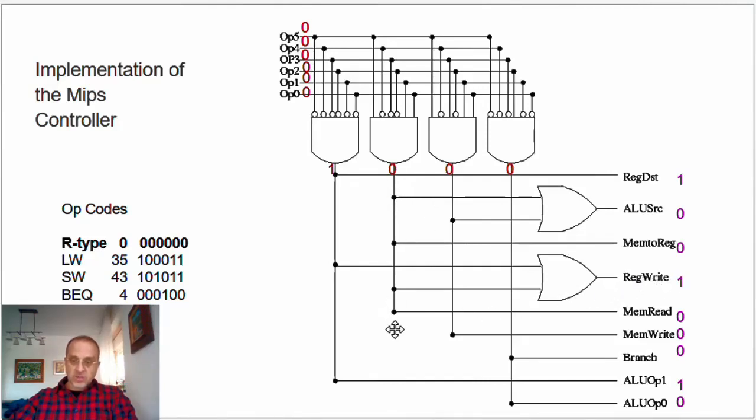This 0 is going to come straight through to here, so it's a 0. This 0 is going to come straight through to here. This 0 is going to come straight down to here, and also this 0 will come down to the ALU op 0. But what about ALU op 1? Well, that comes from the first line, so that's a 1. So we got exactly the control signals that we wanted based on the opcode of 0 for all the R types. Let's do another example.